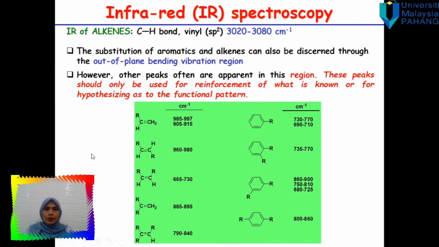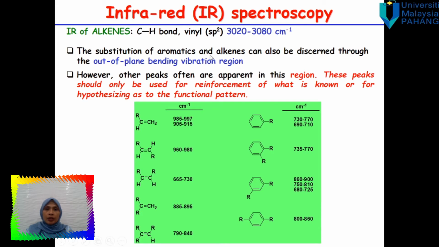So the next group will be alkene. What is different is the C double bond C and also C-H sp2. C-H sp2 is a quite higher wave number, which is more than 3000, 3020 to 3100. Why? Because the C-H is attached to the stronger bond, which is the C double bond C.